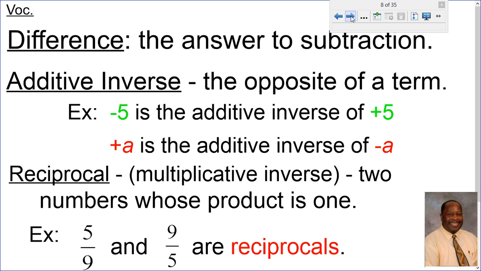Negative 5 is the additive inverse, or opposite, of positive 5. Positive A is the additive inverse, or opposite, of negative A. So additive inverse just means opposite.